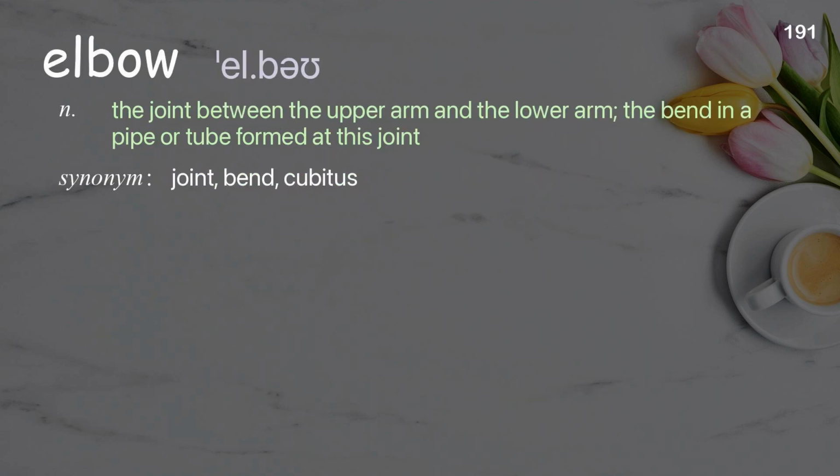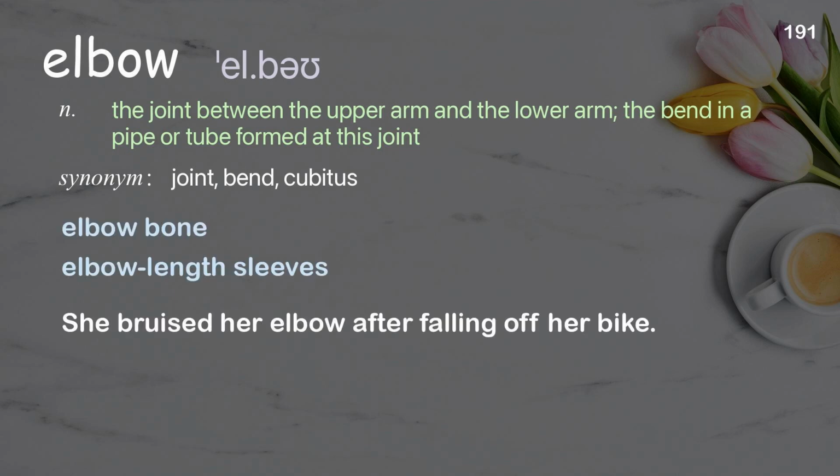Elbow. The joint between the upper arm and the lower arm; the bend in a pipe or tube formed at this joint. Examples: Elbow bone. Elbow-length sleeves. She bruised her elbow after falling off her bike.